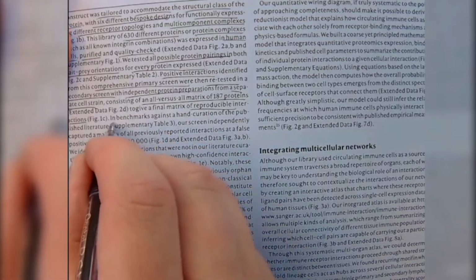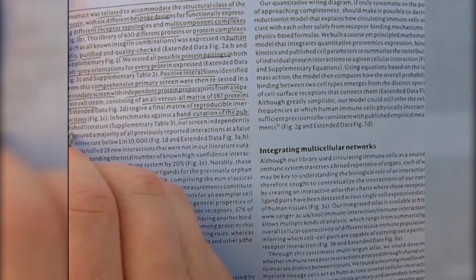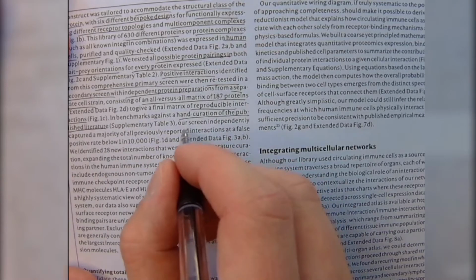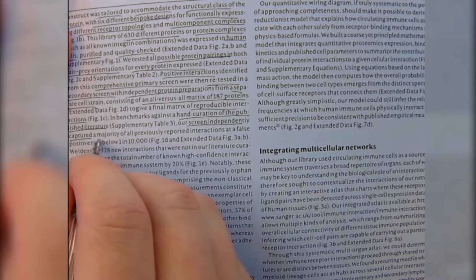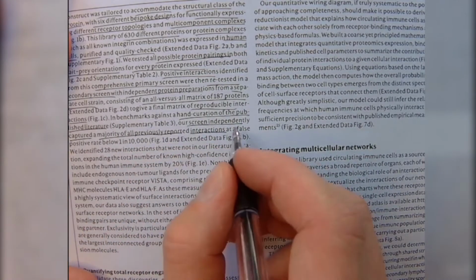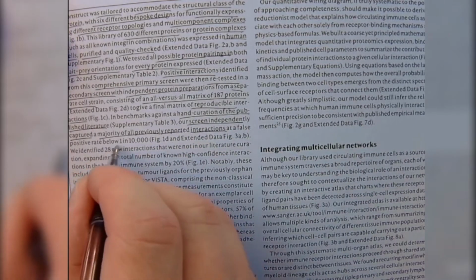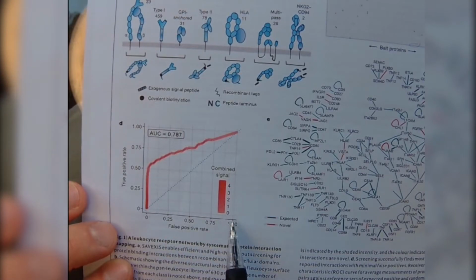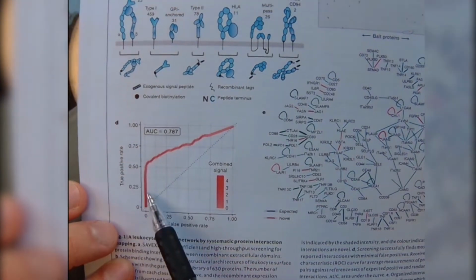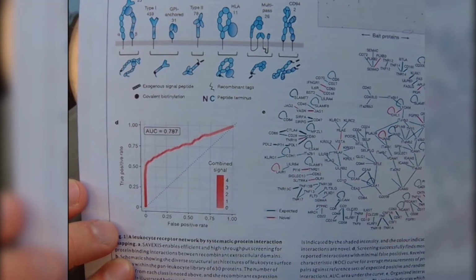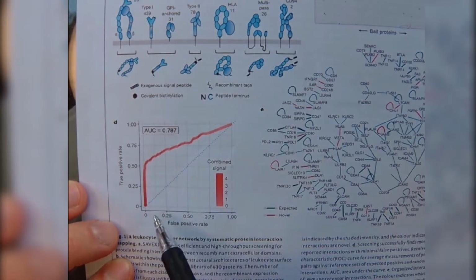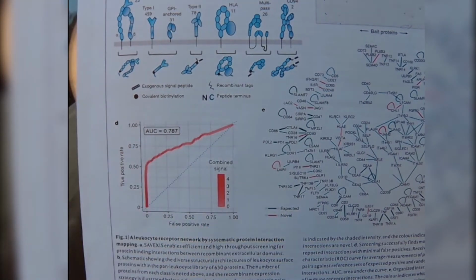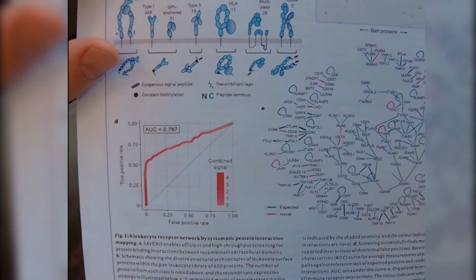Now, in benchmarks against a hand curation of the published literature in Supplementary Table 3, our screen independently captured a majority of all previously reported interactions at a false positive rate below 1 in 10,000, shown in Figure 1D. So you can see here, as the false positivity rate increases, it doesn't correlate with the true positive rate at a 1-to-1 ratio. There's a much higher true positive rate compared to the false positive rate, and in fact, the area under the curve indicates that it is 0.787.